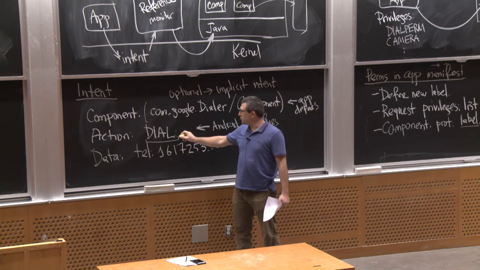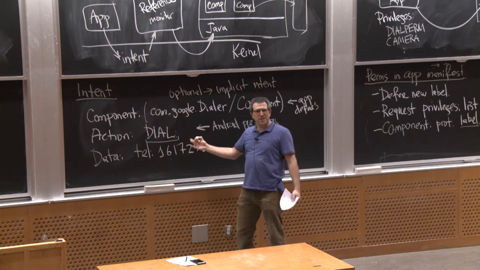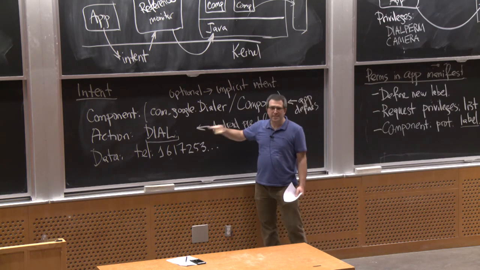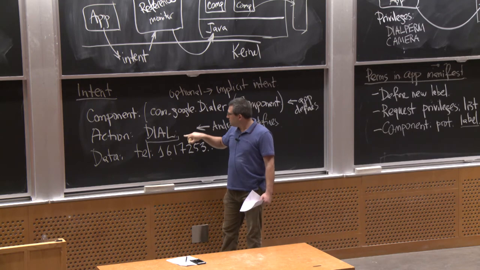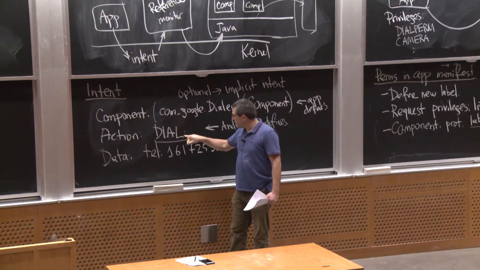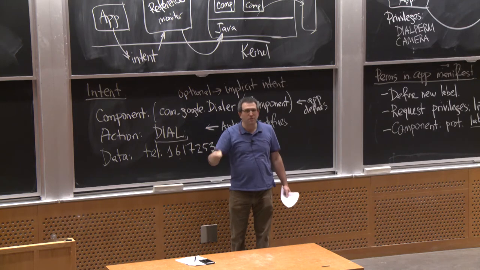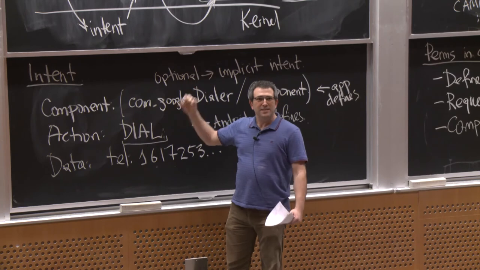If everyone makes up their own string, like dial or dialing or please call or whatever, it's not going to work. So that's why it's actually important that Android formulates a long list of standard actions. And because your applications are developed looking at these actions and they agree on how to name the making of a phone call, that helps a lot, because the reference monitor knows you want to make a phone call. Sounds good.